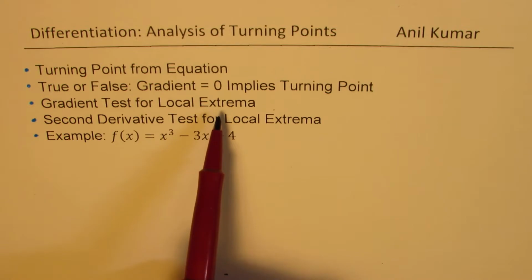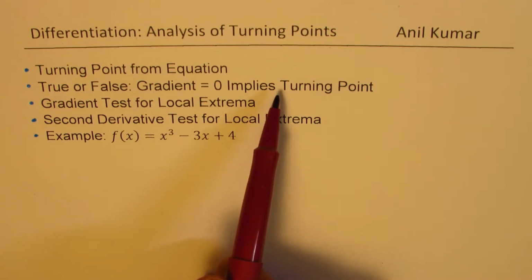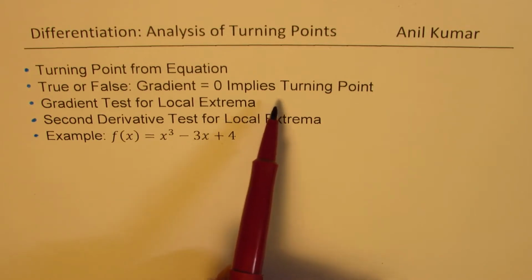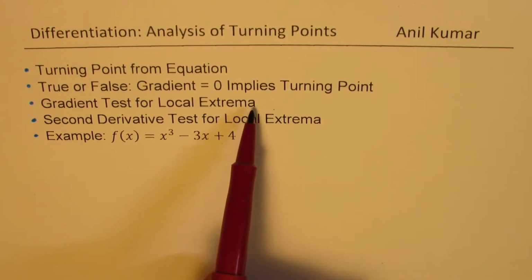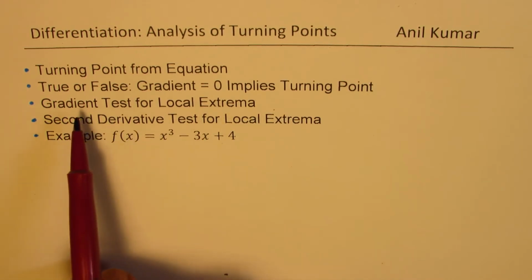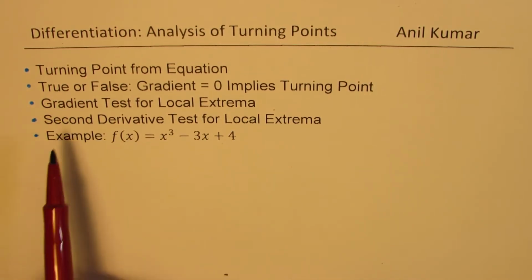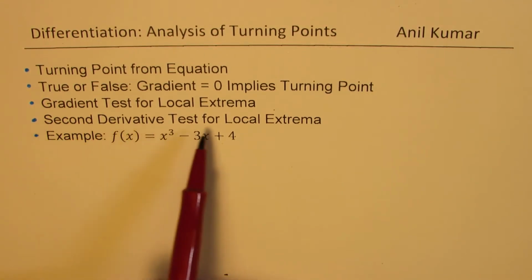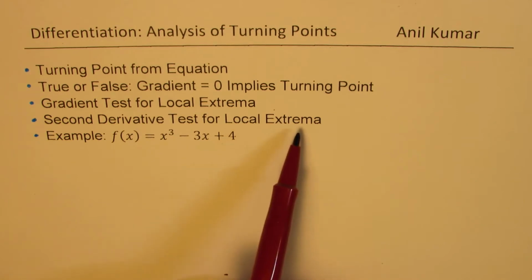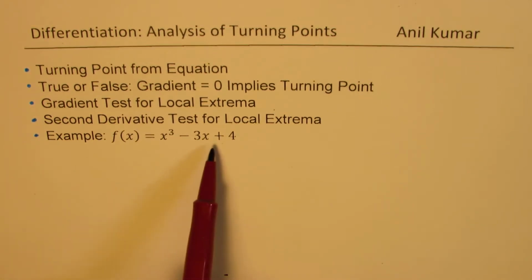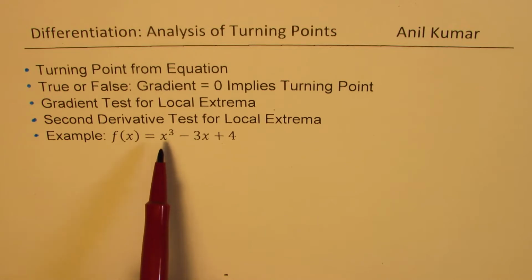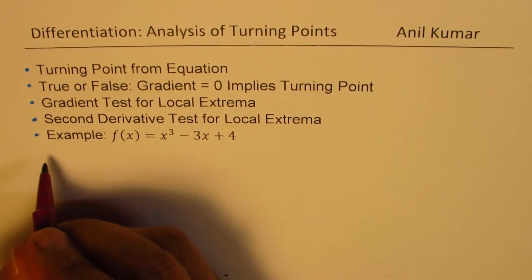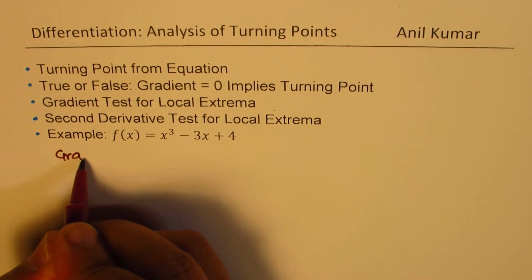That is to say, if we know that there is a turning point, it could be a local maximum or local minimum. How do we analyze and figure out whether it is a local maximum or minimum using the first derivative, which is the gradient, right? We can also use the second derivative to find the type of extrema. And we're going to take a very simple example, f of x equals x cubed minus 3x plus 4, to illustrate. So let's begin with a simple graph first.